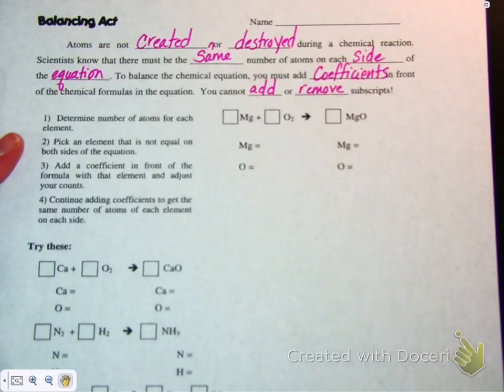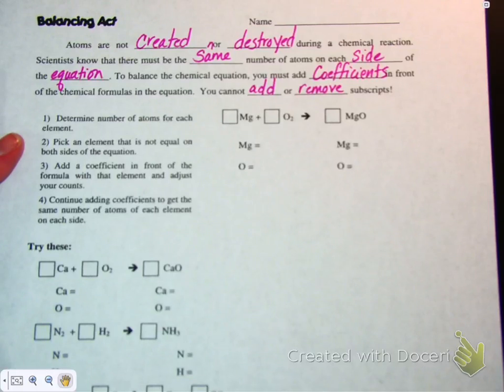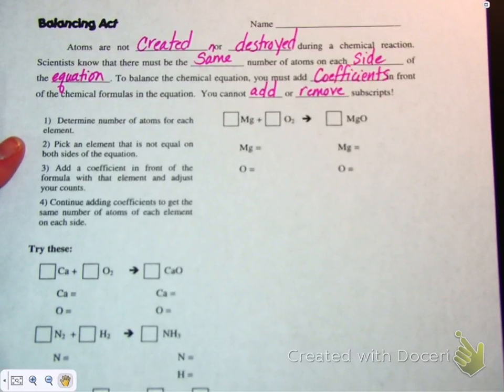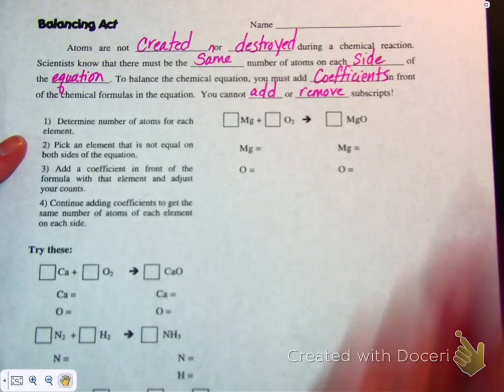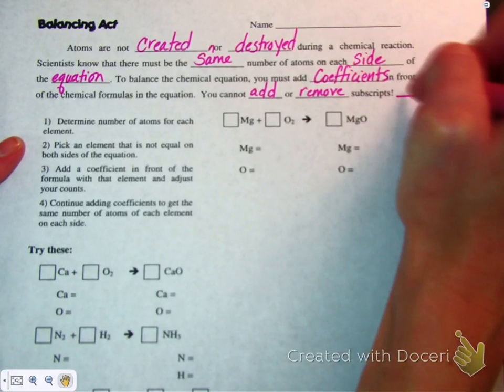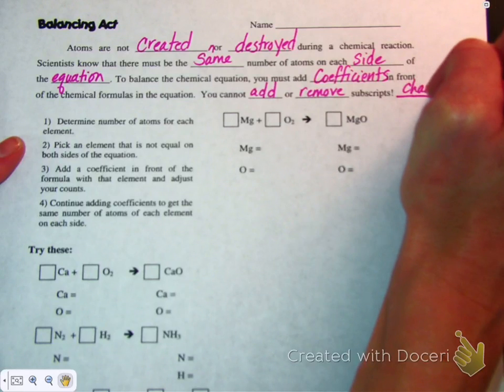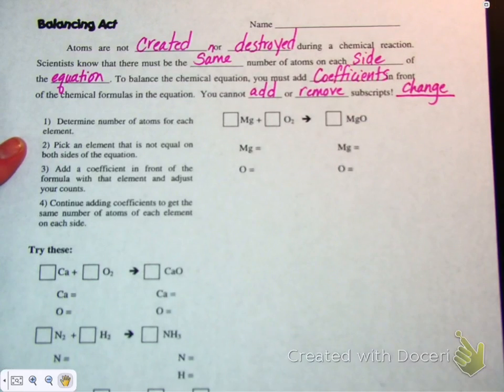There should have been a third blank. What else can't you do? What else do you think you can't do with a subscript? What do you think, Connor? Change it. So if you've got a subscript of 2, you can't change it to a subscript of 3 to balance an equation. You're going to leave those subscripts alone. They didn't do anything to you. Change. Let's add it there. You're not going to add, you're not going to remove, and you're not going to change any subscripts.